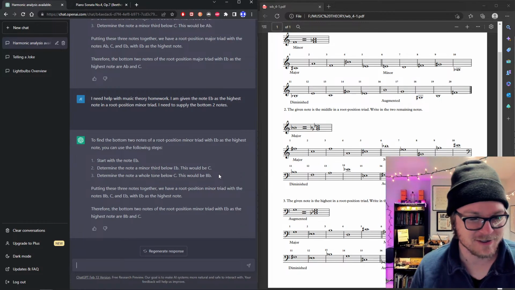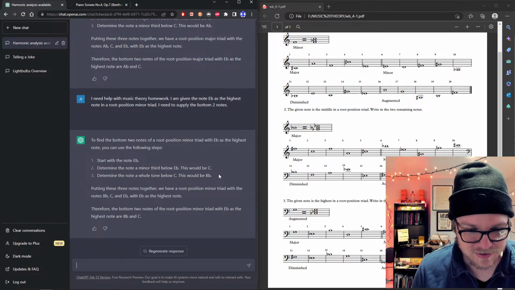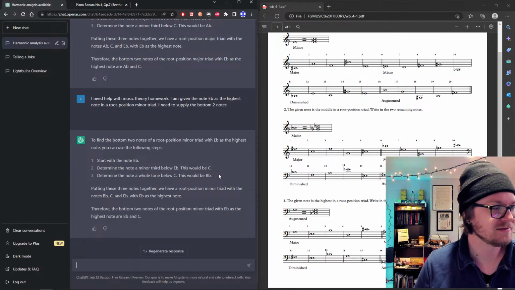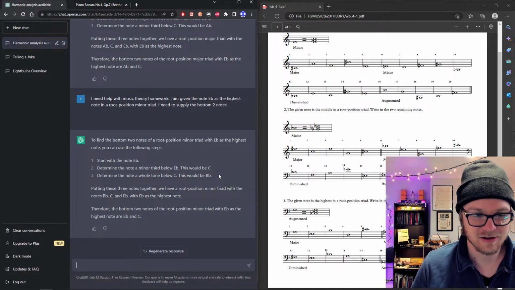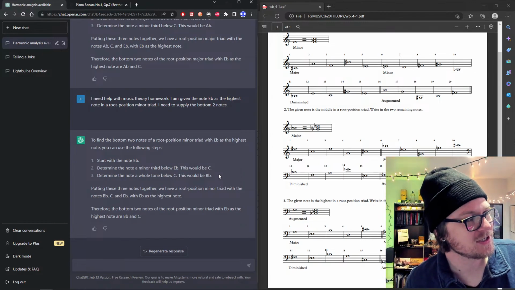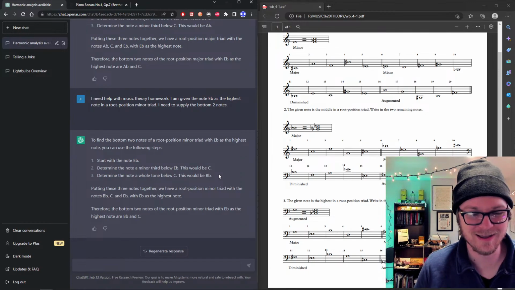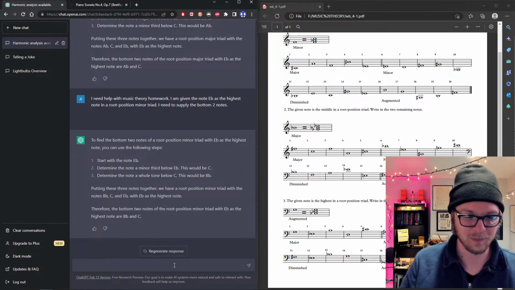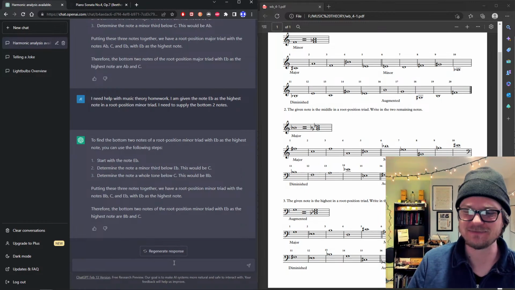So what it just had me do was, the minor triad with E flat, its highest note is B flat, C, and D. So that's the chord it just had me spell. That is considered a minor triad according to ChatGPT. Nope. We'll just pass on that one.